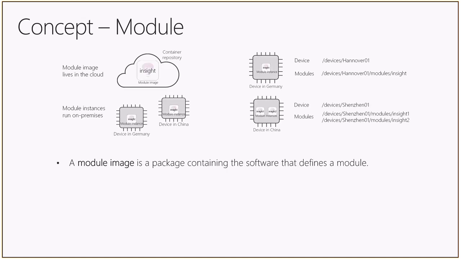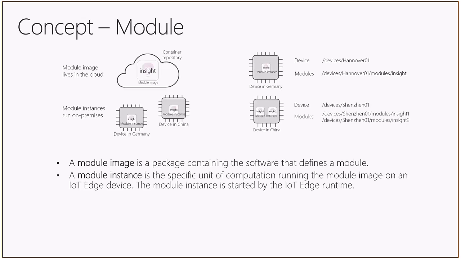The first thing is a module image. You create a module, and then you create an image of it. It contains the software that defines a module, and the module image lives in the cloud. Then there is a module instance. The module instance is a specific unit of computation running on an edge device. So every edge device that has a running module has an instance of that module image.